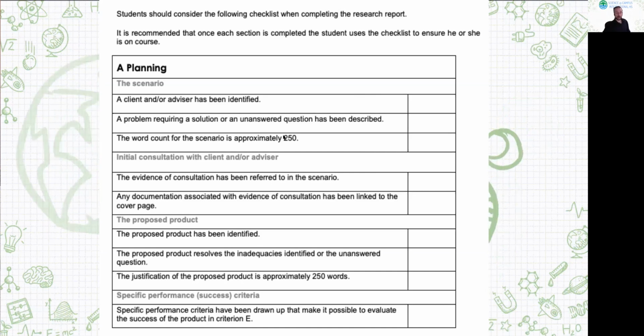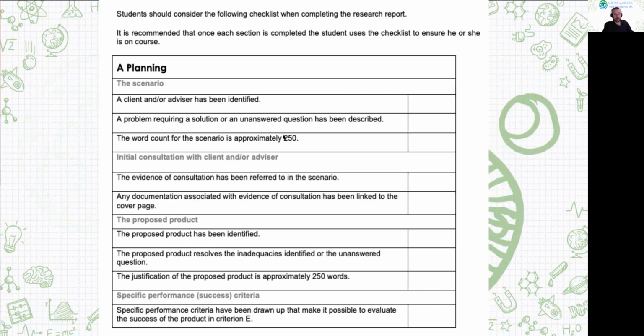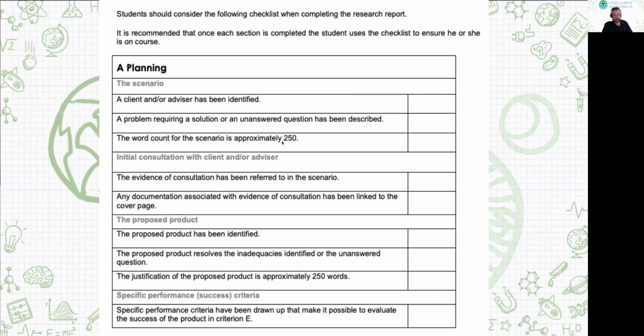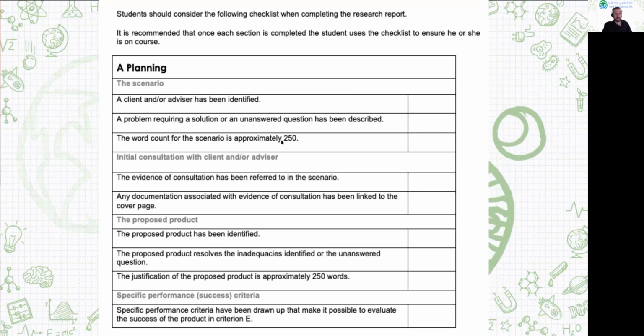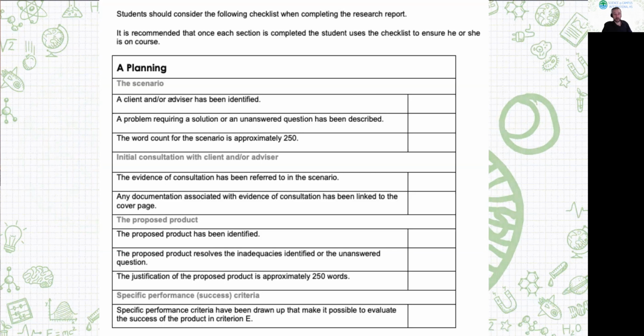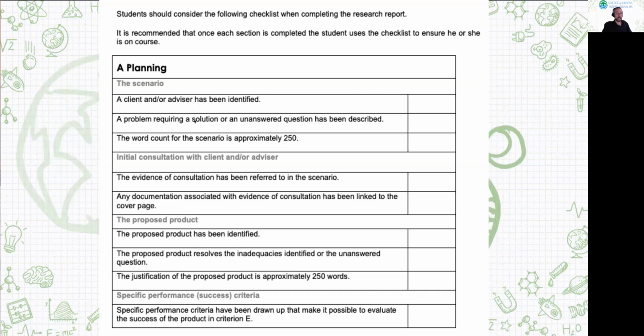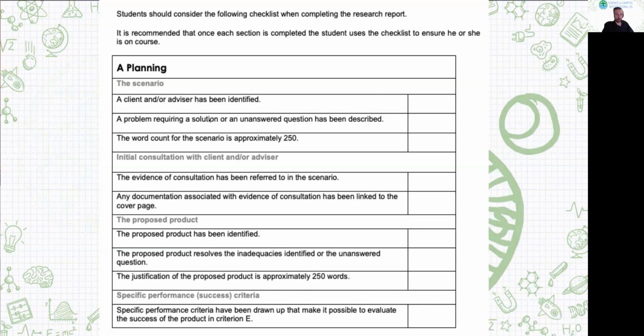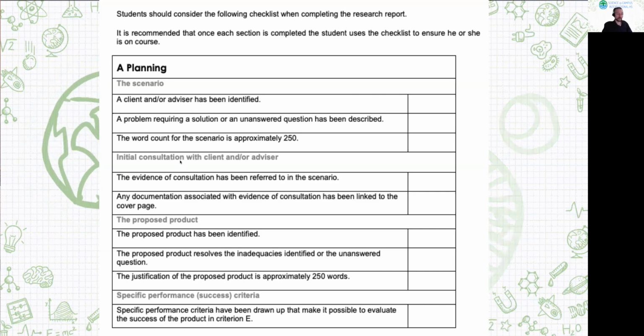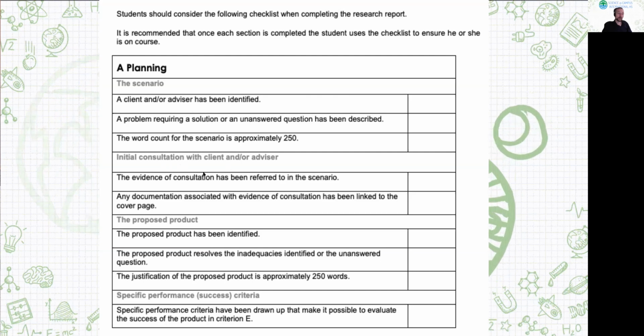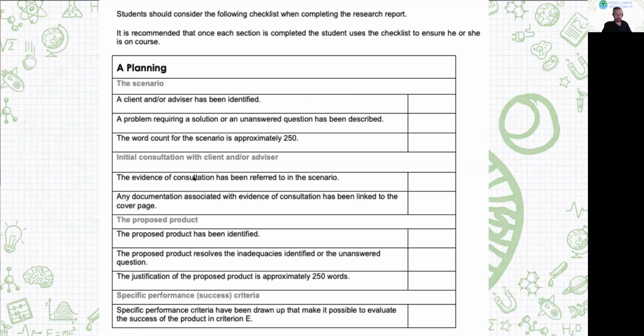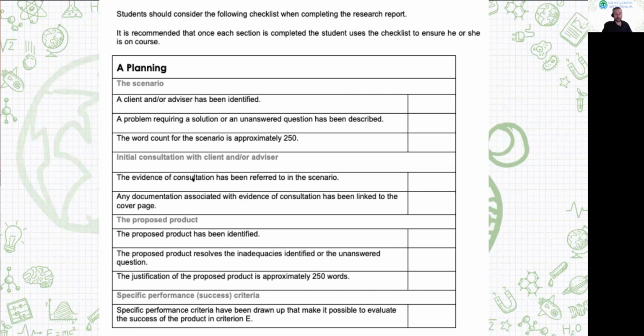Word count for the scenario is approximately 250. So once you actually write it up, 250 is like a full page double spaced. And that means that you can walk through how you identified your client, how you arrived at this particular problem, what the client actually wants. And then you go through your initial consultation with the client, with the adult, with the student, whoever it is who needs this program to be written.